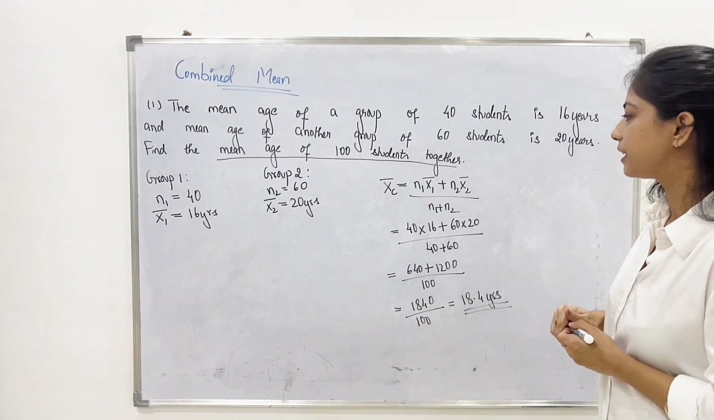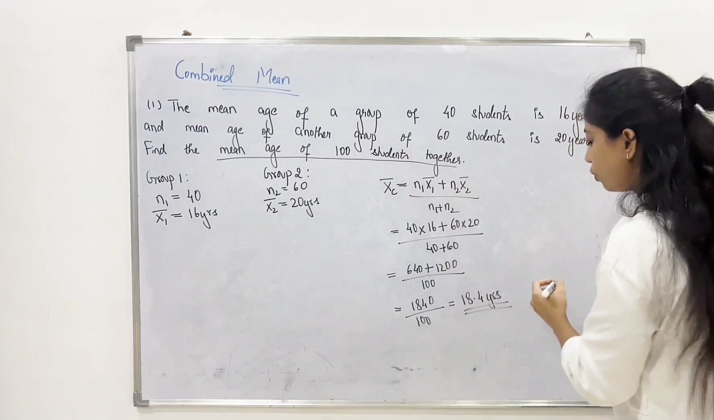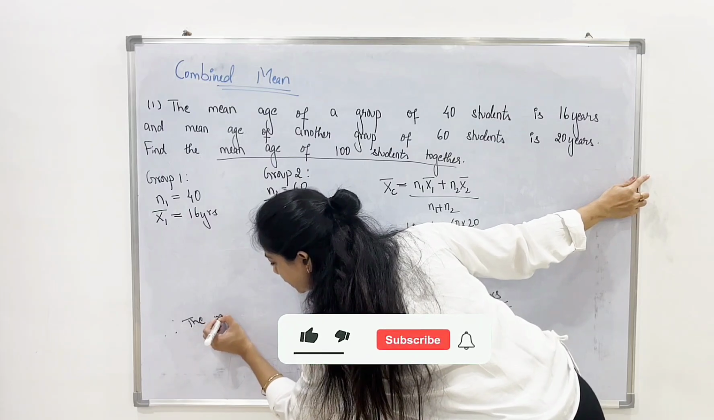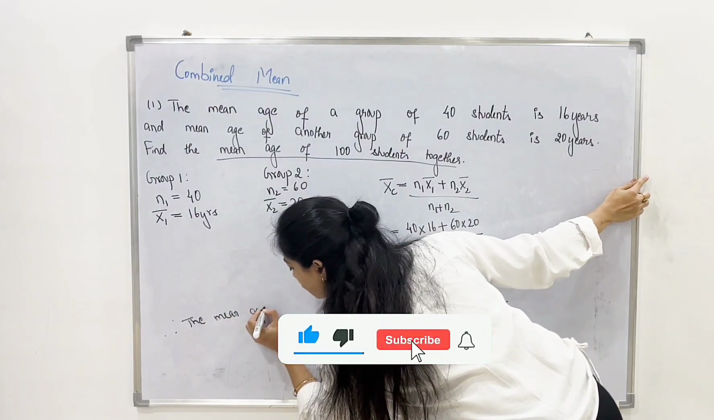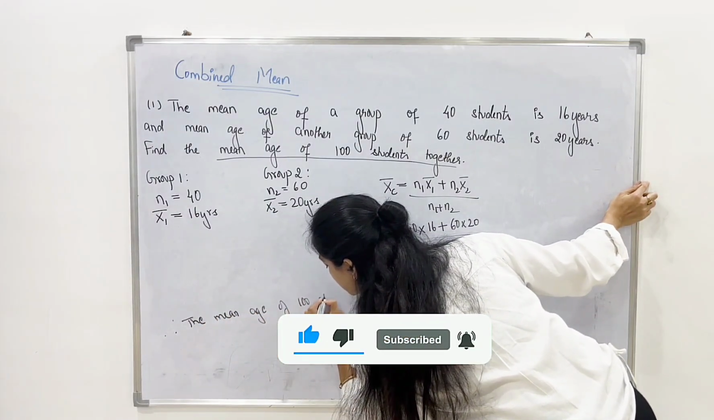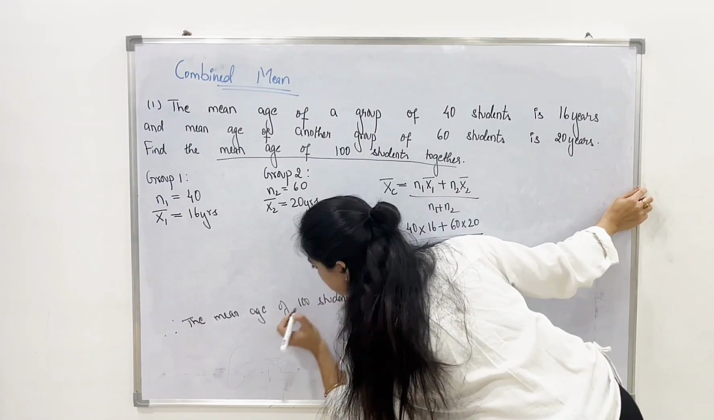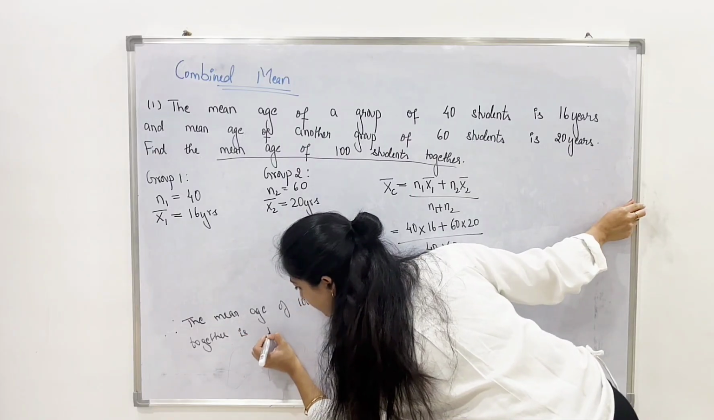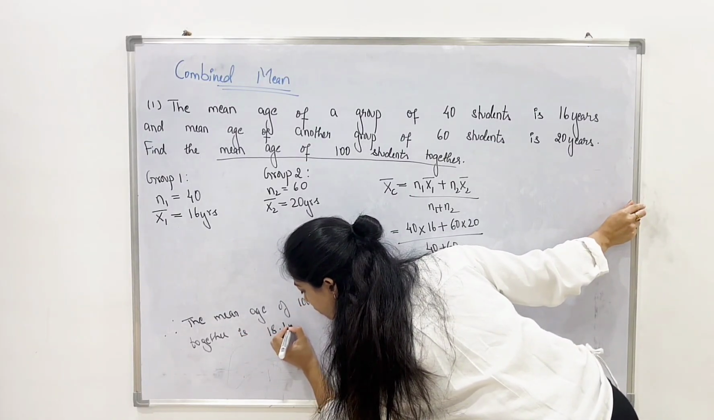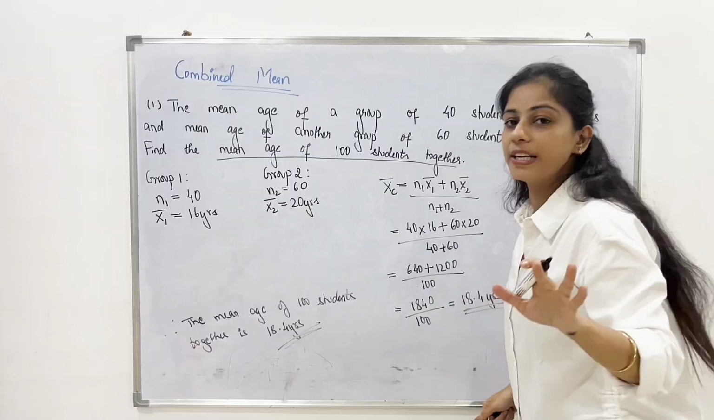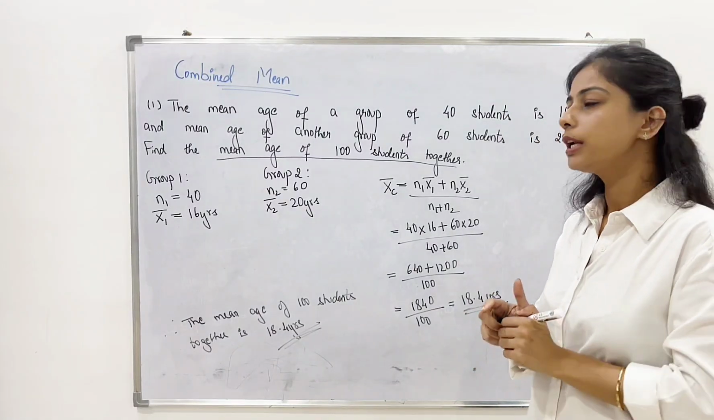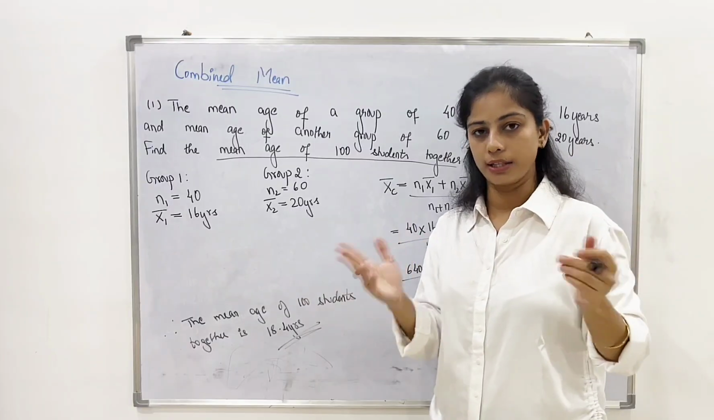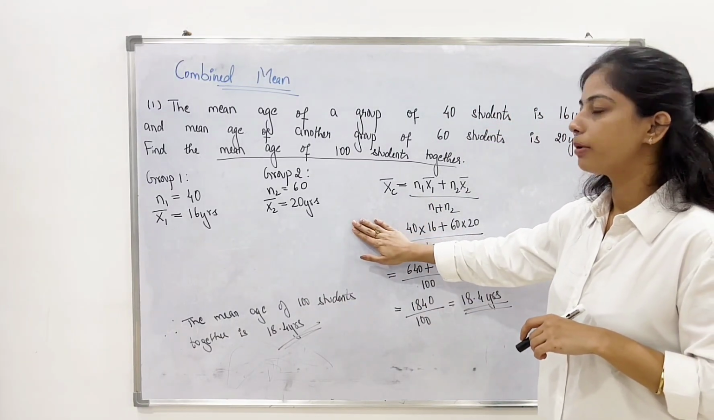So now in the end, we can give the conclusion as the mean age of 100 students together is 18.4 years. These are very, very important steps, to mention your conclusion. Make sure we write the conclusion in the end for each and every question asked. Okay. So this is one example of combined mean.